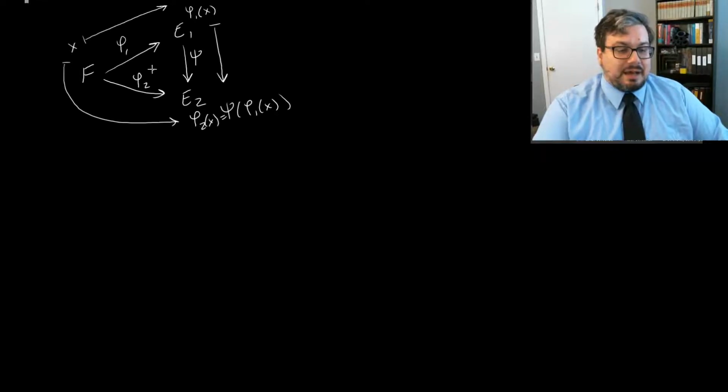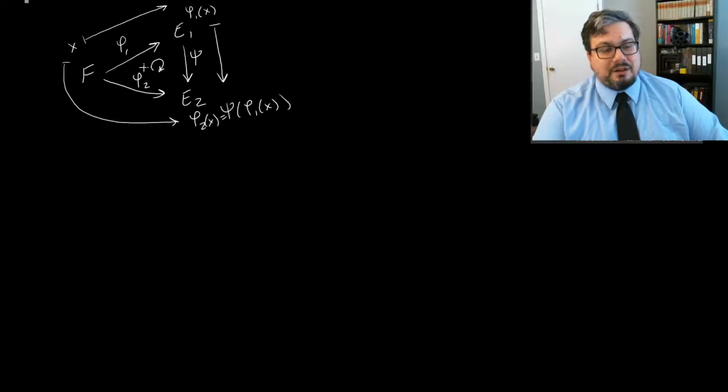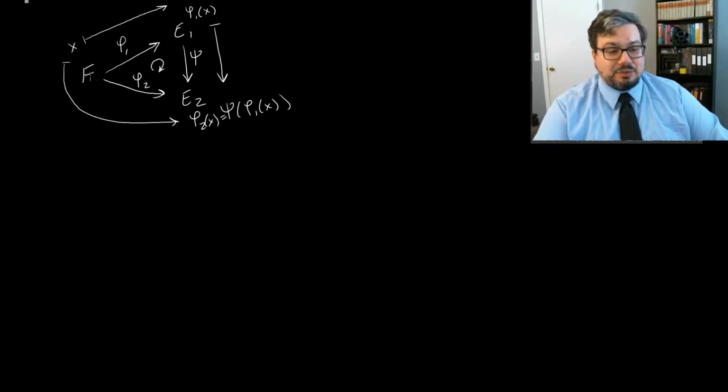So this is often illustrated this way with a curved arrow inside the diagram, indicating that no matter which way you get from F to E2, whether you go along phi1 and then psi, or you go along phi2, you get to the same value. And so this is what it means to be a homomorphism of F extension fields.